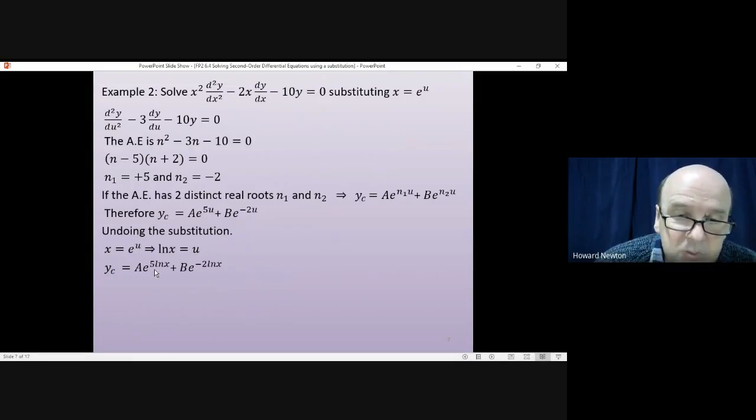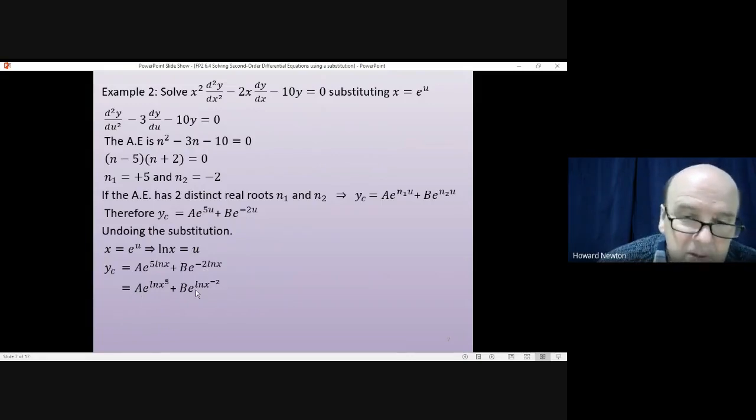Now, this next stage is quite important. It turns up frequently on these questions, and it does just help you simplify things. ae to the 5 log x, the 5 can become the power using the rule for powers, so that becomes ae to the log x to the 5, and same thing with the minus 2 here.